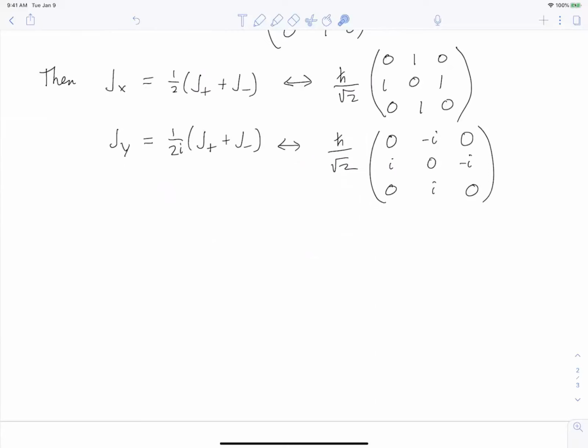Okay, so we've done j equals 0, j equals 1/2, j equals 1. And now we can talk about arbitrary j, since we've seen how this works.